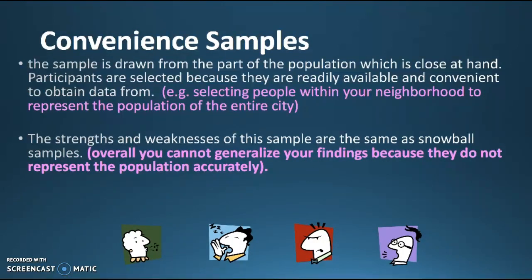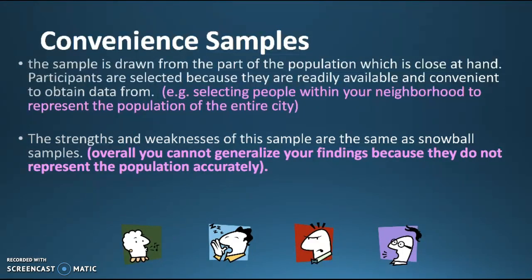Convenience sample is the last sample we're going to talk about. The sample is drawn from a part of the population which is close by. So this can be a snowball sample, okay? Participants are selected because they're readily available and convenient, like people within your neighborhood that live next to you to represent everyone in the city. They're at arm's length. This is kind of what we call the person on the street, where you stop and talk to somebody. It's whoever walks by is going to be in your study.